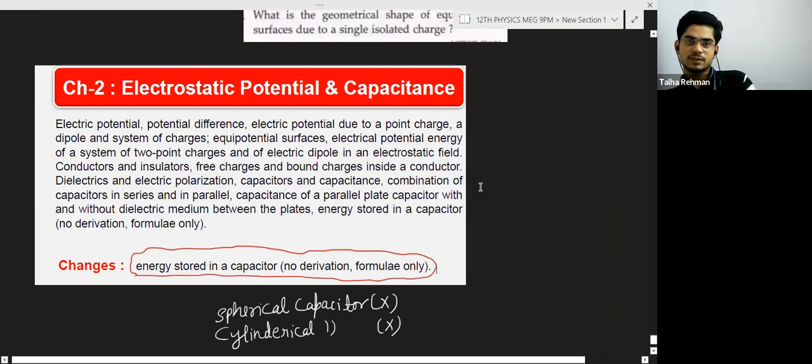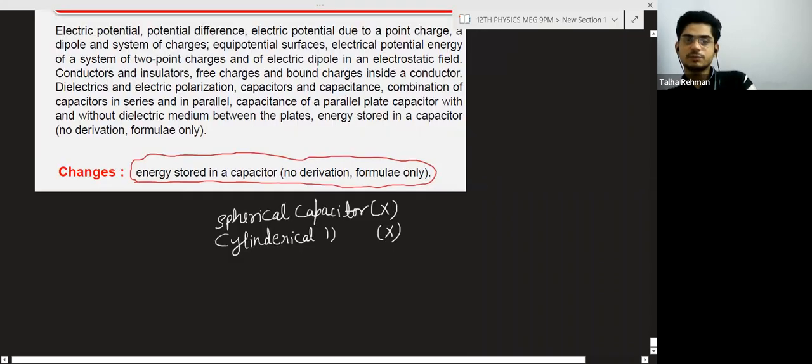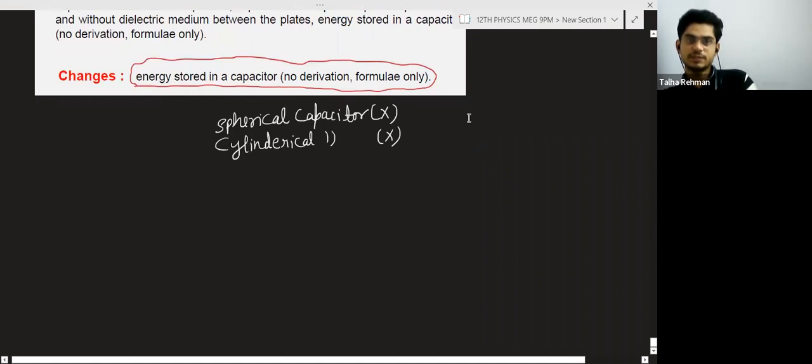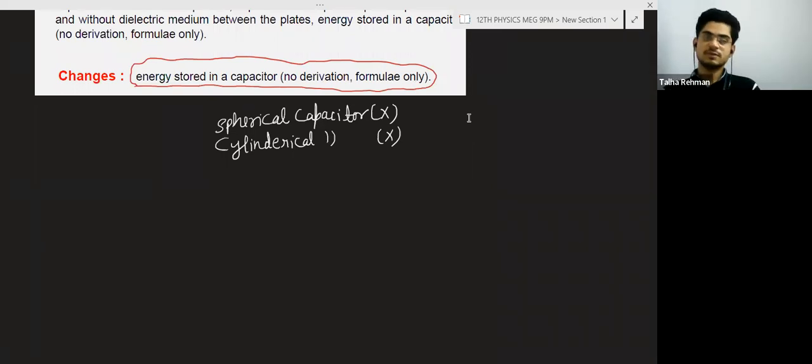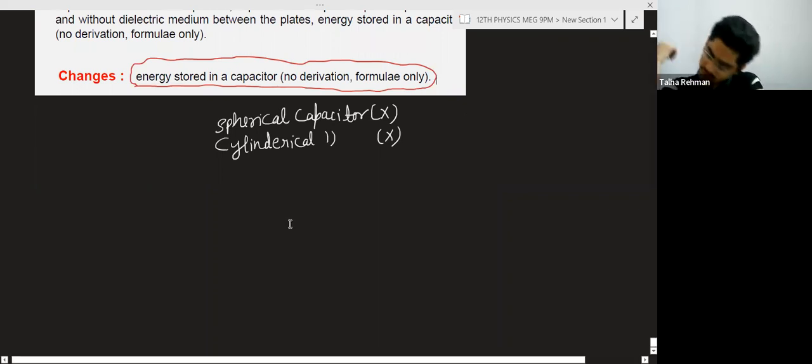The first chapter, all things are included, and this is the change, and accordingly I will tell you according to the chapter. In the current electricity chapter there are some changes. In the next chapter after this there are some changes, I think so.